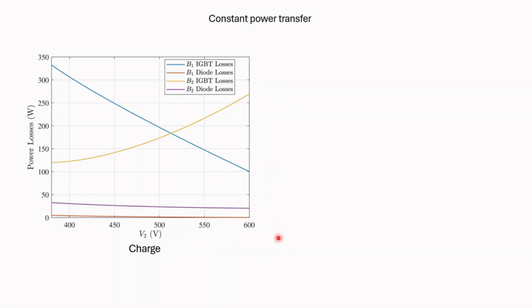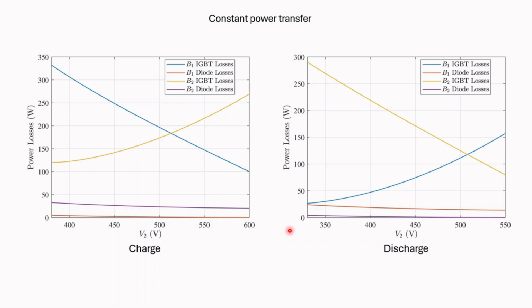So this is how the power losses in all the devices change as the voltage V2 varies during charge and discharge. Now, assuming that the converter is allowed to cool down, the minimum temperature is going to be ambient temperature, but the maximum temperature will be corresponding to the maximum power loss. Here it's around 340 watts and here it's around 290 watts. So this asymmetric loss will result in asymmetric thermal stress in devices.